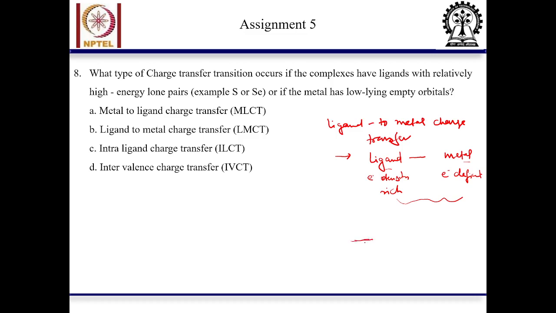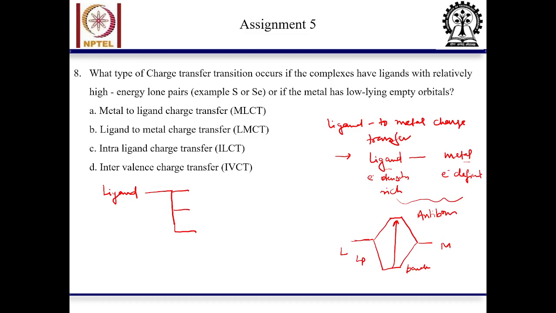Suppose we have the ligand lone pair, and the other one, slightly lower or higher, is the low lying empty metal orbital. Overlapping of the orbitals will happen, forming one bonding orbital and another anti-bonding orbital. The transition from bonding to anti-bonding orbital is called the ligand to metal charge transfer. So what are the criteria for the ligand in ligand to metal charge transfer?